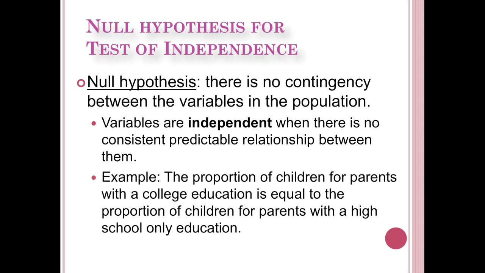Okay. The null hypothesis for a chi-square analysis test of independence is there is no contingency relationship between the variables in the population. And again, depending on if it's a 2 by 2 or a 3 by 3 contingency table, the null hypothesis would say, well, the variables are independent, right? There's no consistent, predictable relationship between them. So the proportion of children for parents with a college education is equal to the proportion of children for parents with just a high school only education. There's no contingency or no relationship between those two variables.